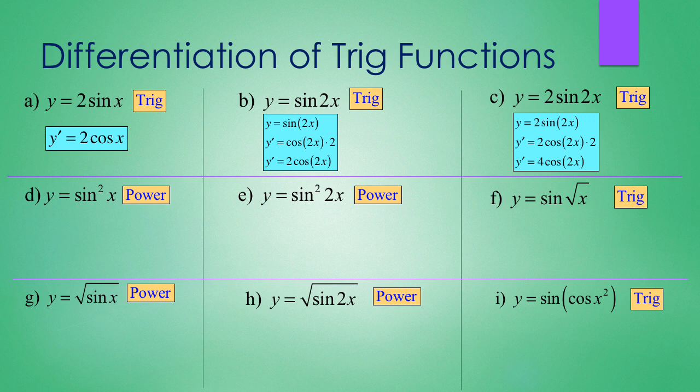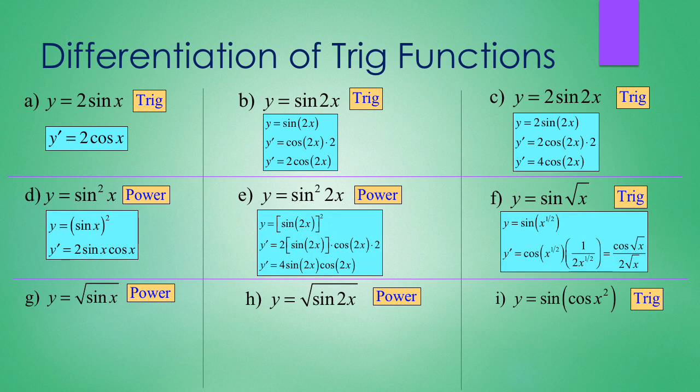C reads y equals 2 sine of 2x. That's the same problem that we just did, but with a coefficient of 2. So our answer is 4 cosine of 2x. D is a power rule. The reason is that we write the expression sine squared of x as quantity sine of x, squared. This is clearly a power rule. So the derivative is simply 2 sine x times the derivative of sine x, which is cosine x.